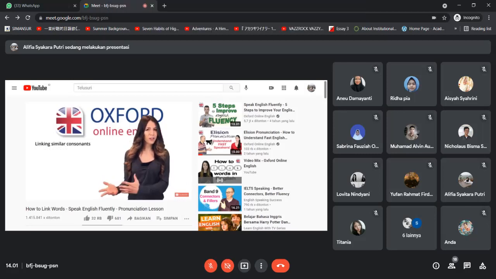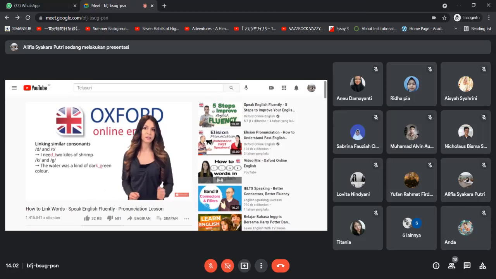So, what other consonant pairs can you link like this? You can also link d and t. I need two kilos of shrimp. K and g. The water was a kind of dark green color. P and b. I sleep better if the room's really dark. F and v. Have you packed enough vests?